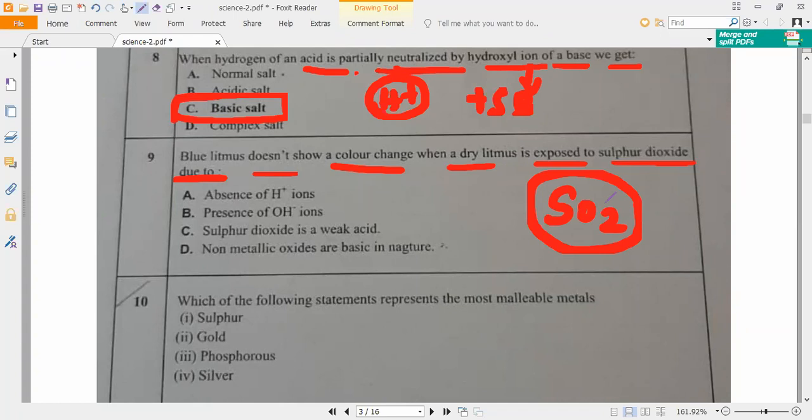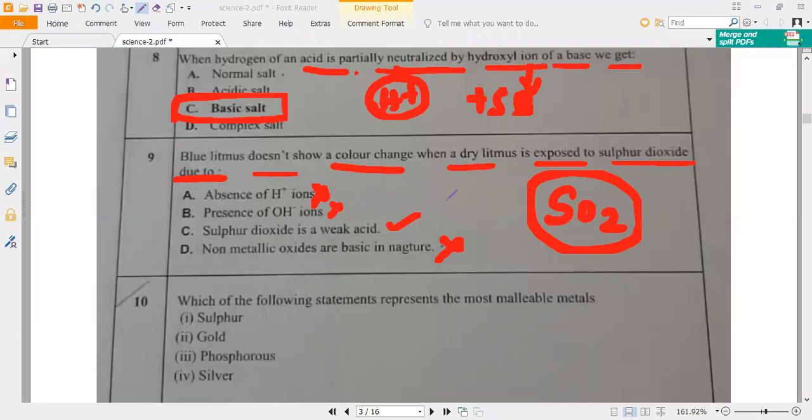Now they are asking why the blue litmus does not show a color change when a dry litmus is exposed to sulfur dioxide. What is the reason? Absence of H plus ions? No. Absence of OH minus ions? No. Non-metallic oxides are basic in nature? No. Sulfur dioxide is a weak acid, less acidic in nature. It is almost a neutral substance. That is why no change.